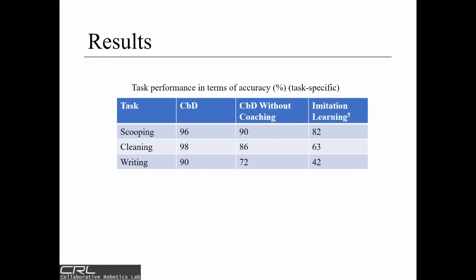So basically, we defined task performance as how close the robot was with respect to the human performance. And we compared it against the demonstrated task. And we did the same comparison for the three different methods: the coaching by demonstration framework we proposed, without coaching, as well as just imitation learning using demonstrations. And as we see, even here, our framework performs significantly better than state-of-the-art methods, as well as without coaching. Which shows the significance of using coaching.